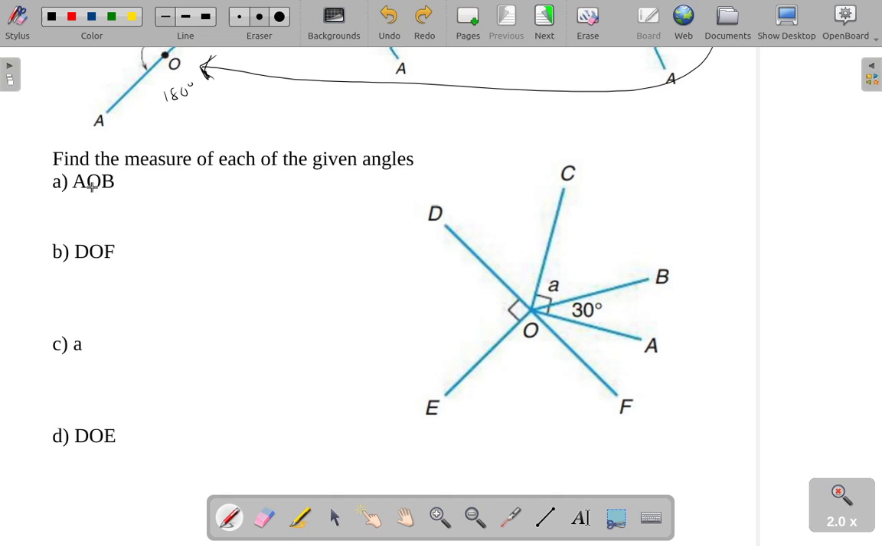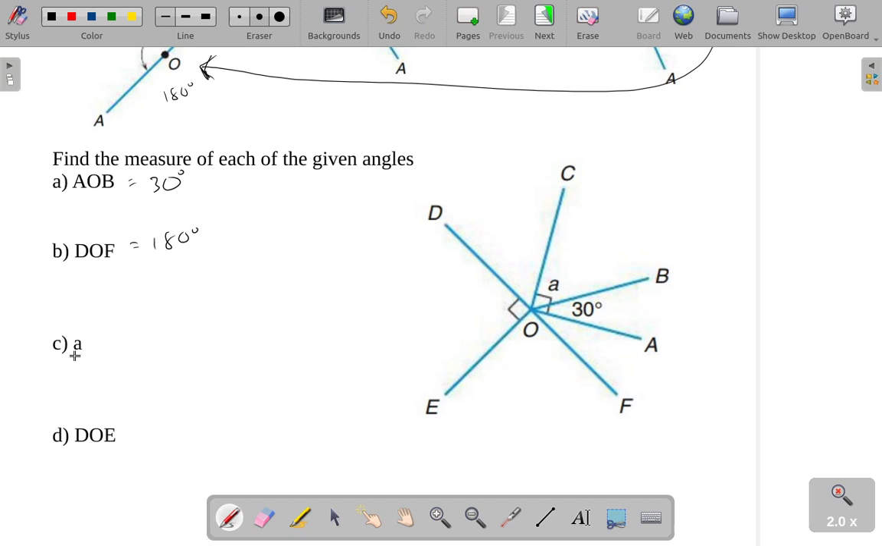So first off, angle AOB. If we're talking about angle AOB, that is starting here, then going to O, then to B. So it looks like AOB is this angle exactly, and we're actually given that angle to be a 30-degree angle. So that's 30 degrees. Angle DOF, looks like we're starting here, going to O, and then going straight across to F. That looks like a straight angle to me. I would go ahead and call this 180 degrees.